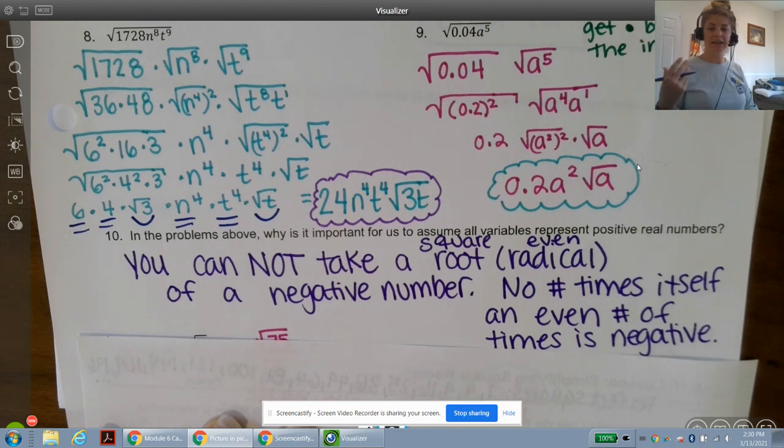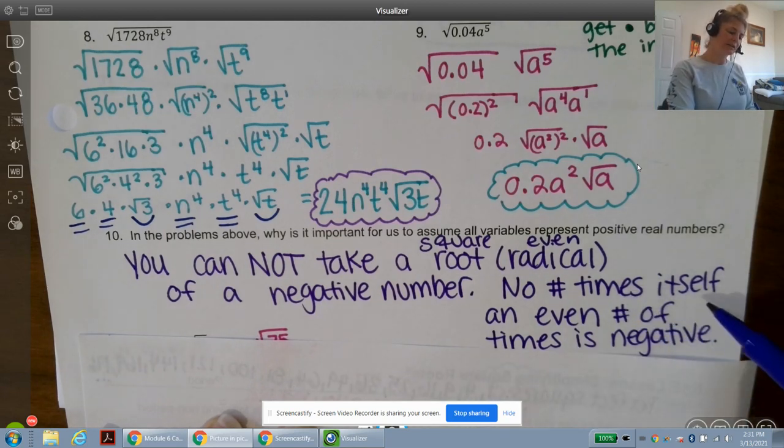So we talked about this at the beginning of our module. You cannot take the square root of a negative number. It is not real. It's imaginary. And no number times itself is ever a negative number. And I want you to expand that, thinking that no number times itself an even number of times is a negative number.